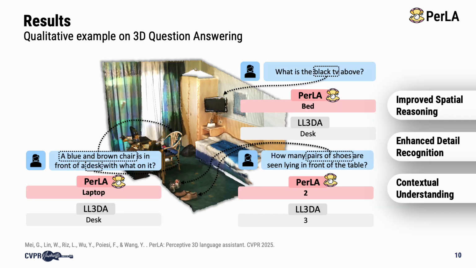Let's now look at a few qualitative examples. In question answering, PerLA provides more precise and contextually accurate responses than LL3DA. It demonstrates better object grounding, improved spatial reasoning, and even corrects object counts that LL3DA gets wrong.